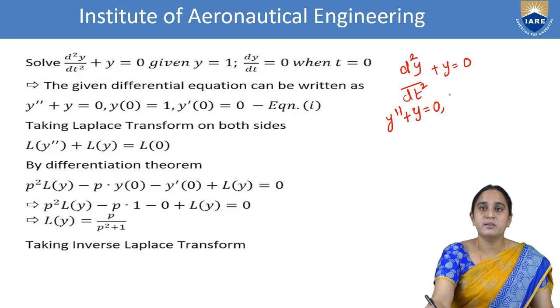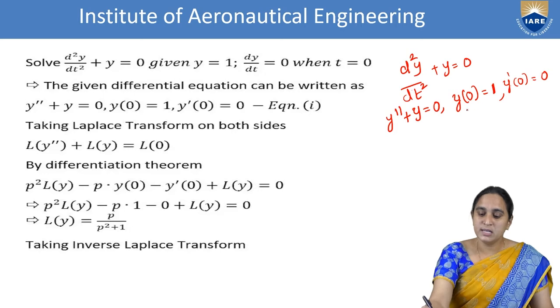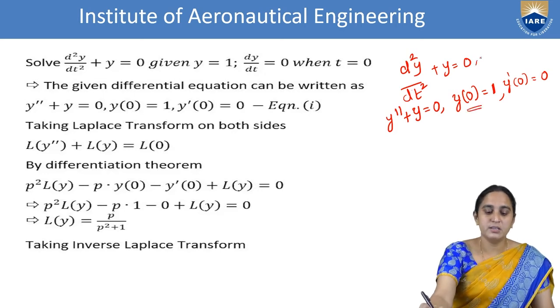Here, first, what they have given in the initial condition: y is equal to 1, which means y(0) = 1. And what about the second condition? y'(0) = 0. Okay, these are the initial conditions directly given in the question here.